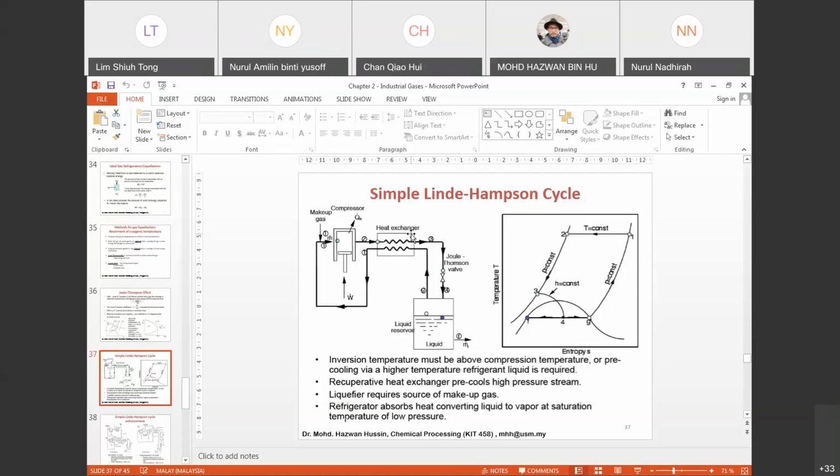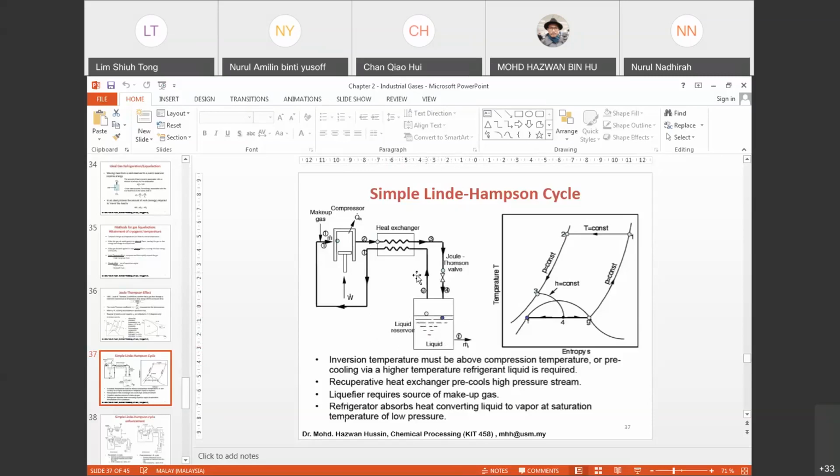This heat exchanger functions to cool the compressed gas, and then what happens? The condensation process occurs, and later on it goes into the Joule-Thomson valve. The liquid will be collected and kept in the liquid reservoir. In this liquid reservoir, the atmospheric condition is considered vacuum, so you don't have any atmospheric air that can penetrate this vessel, and it is maintained in the liquid reservoir.